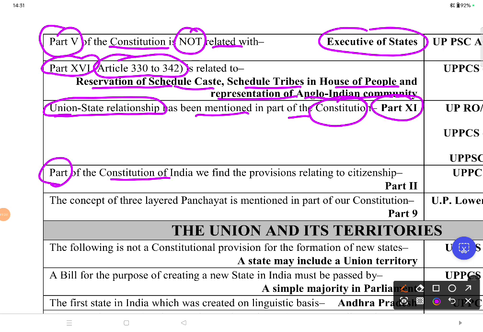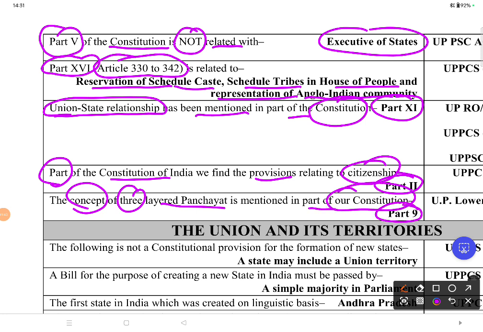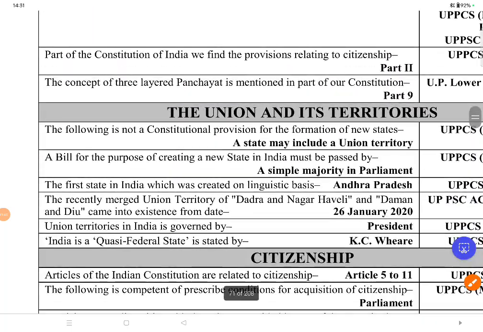In which part of the Constitution of India do we find the provisions relating to citizenship? That is part 2. The concept of 3-layered panchayat is mentioned in which part of our Constitution? That is part 9. Move on to the next chapter, that is the Union and its territories.